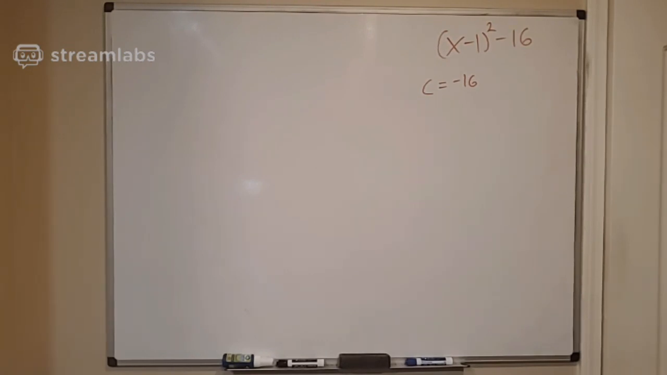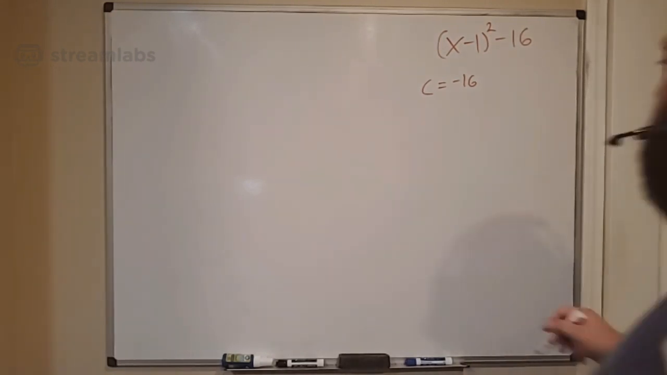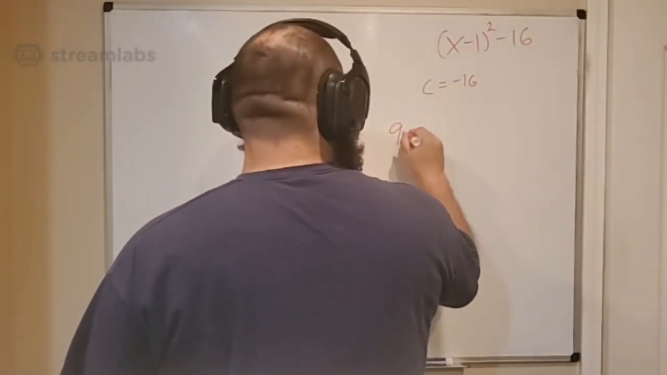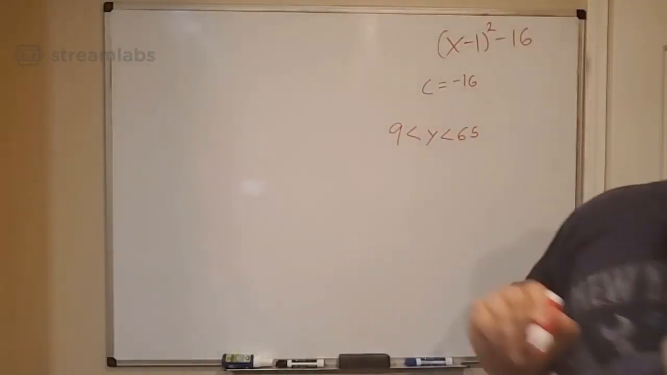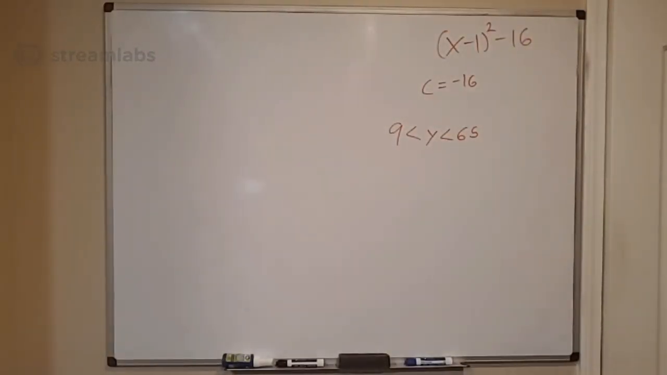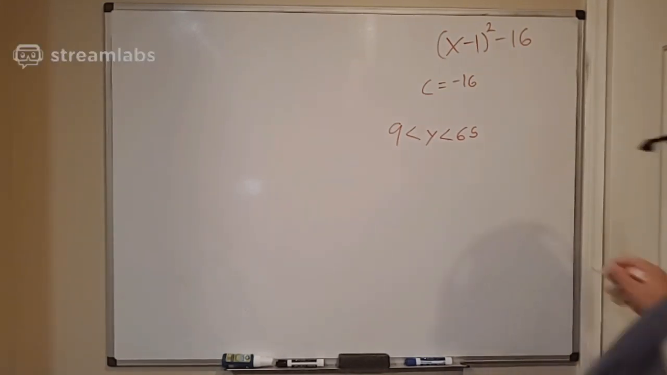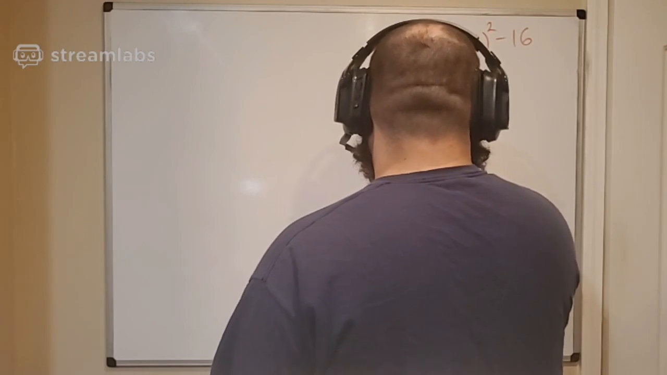Okay, and then for part C, they tell us the range is from 9 to 65. Are they equal to's? Yeah, they're equal to's. Okay, and they want us to find P and Q. So in other words, we now know C is gone.